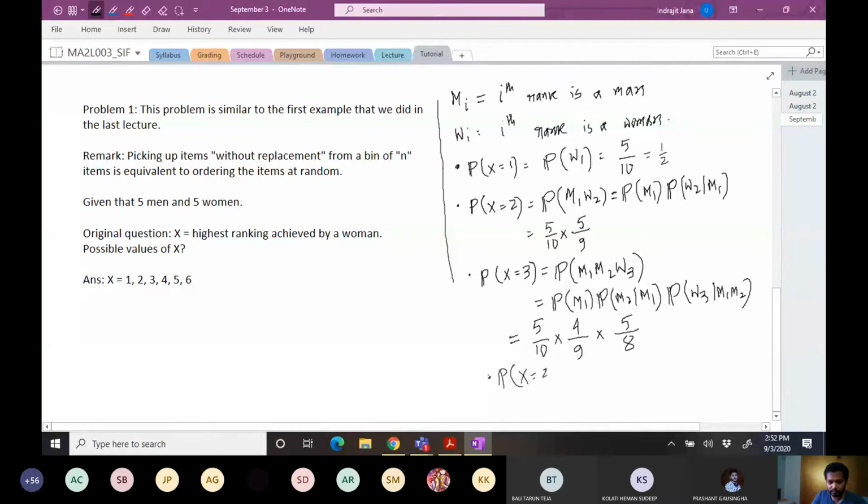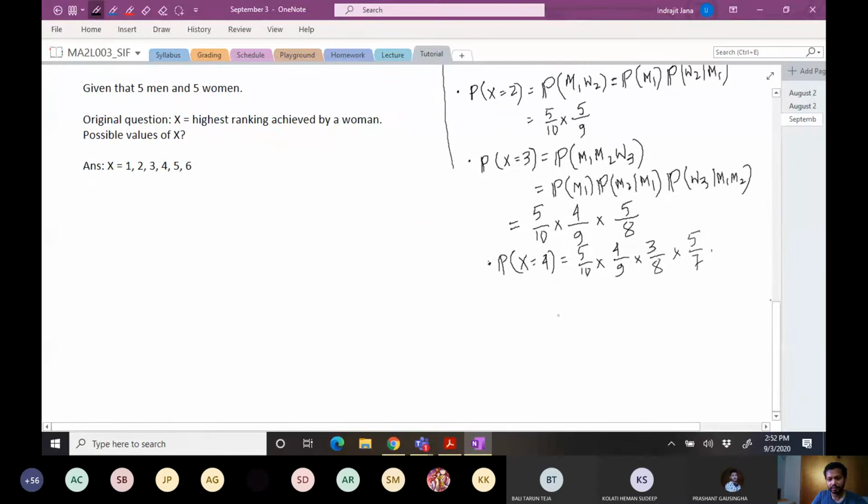So probability x is equal to 4. It's going to be, I guess, the first person is a man, which is 5 over 10. Second person is a man, which is 4 over 9. Third person is a man, which is 3 over 8. The last one is a woman, which is 5 over 7. Okay, and so on. So we can figure out the other two.